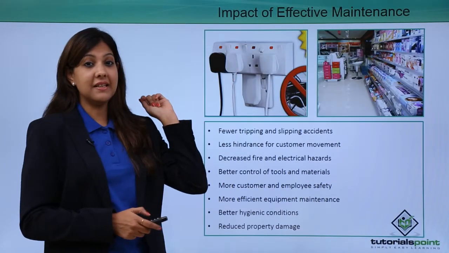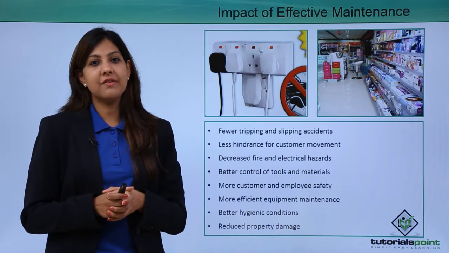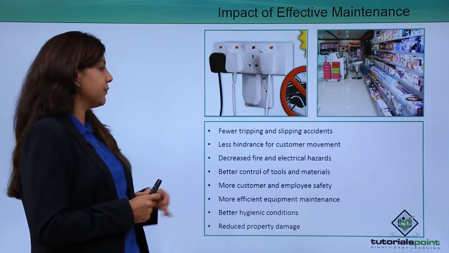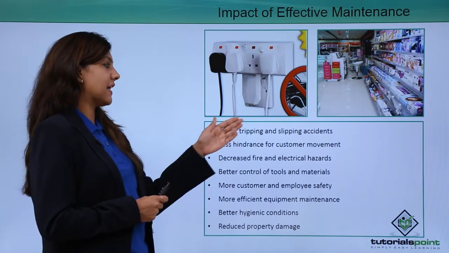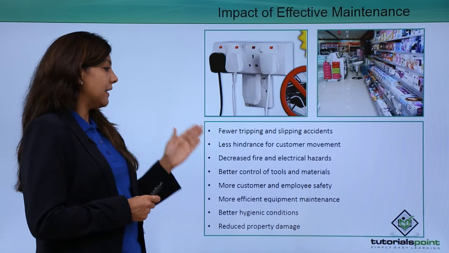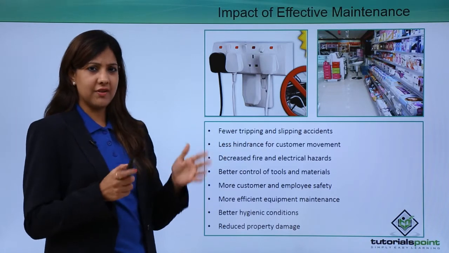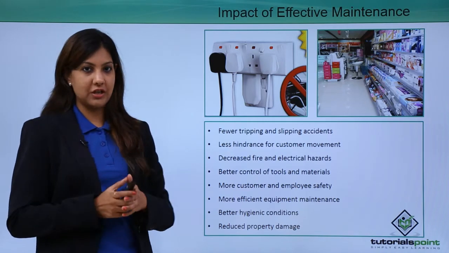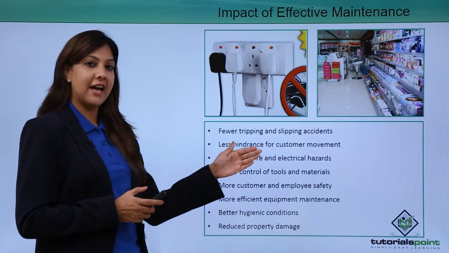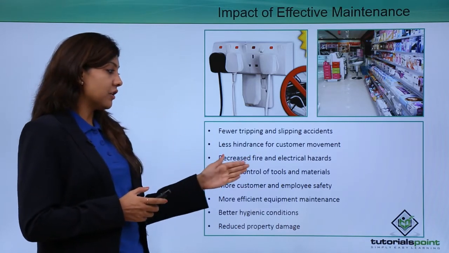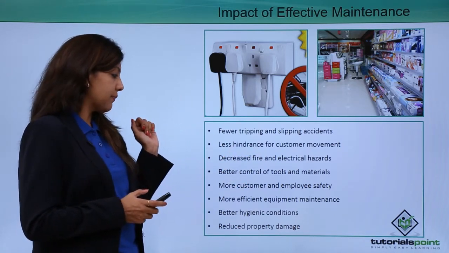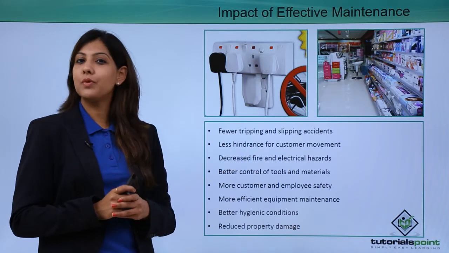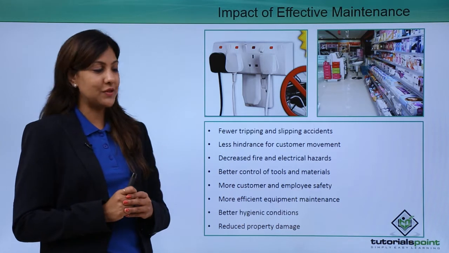Impact of effective maintenance. Friends, let's look at what will happen if there are good maintenance practices practiced by the retail staff. It will lead to fewer trippings as well as slippery accidents. Less hindrance for customer movement, which is very important because when customers come shopping, they want the least amount of obstruction in front of them. Decrease fire as well as electrical hazards. Better control of tools as well as materials. More customer and employee safety. Well, not only for the customers, but also it's important that employees are safe and sound.